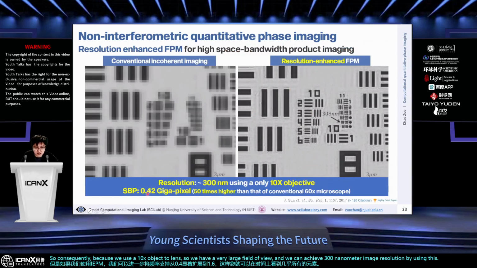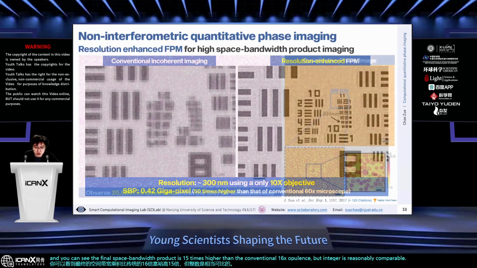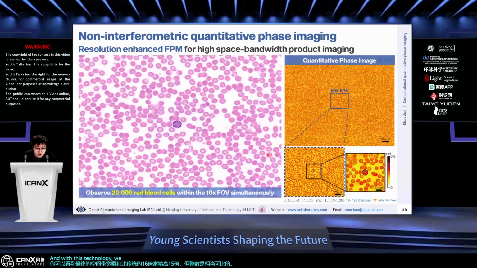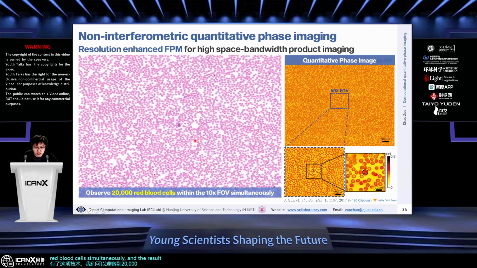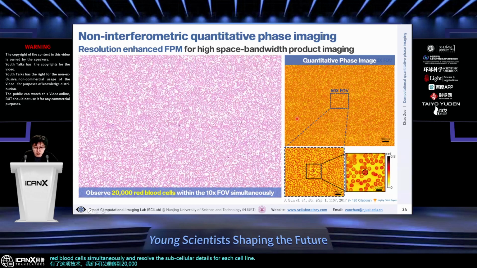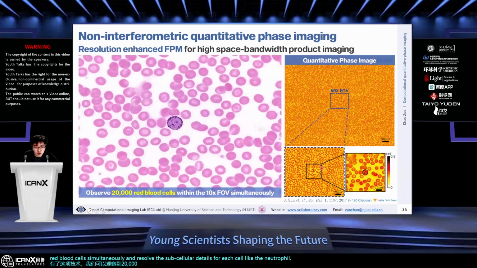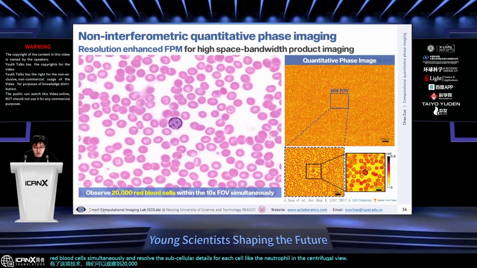And you can see the final space-bandwidth product is 15 times higher than that of a conventional 16x objective lens, but the image resolution is comparable. With this technology, we can observe 20,000 red blood cells simultaneously and resolve the subcellular details of each cell, like in the central field of view, where we have both amplitude and phase information.